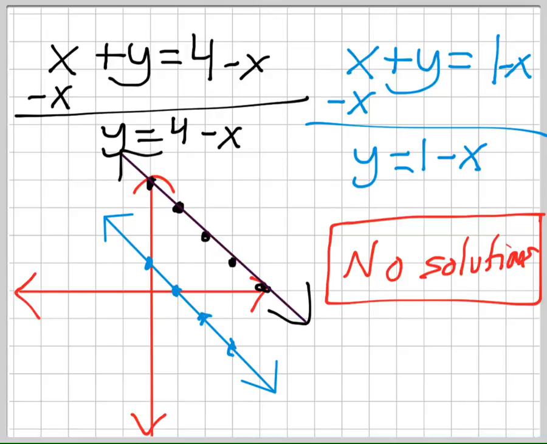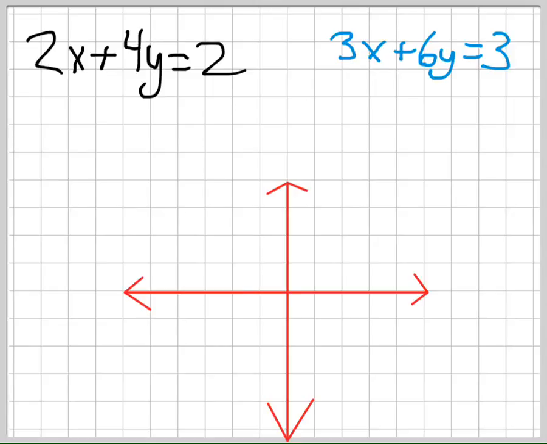Their slopes are the same. Right? Both their slopes are negative 1. So a lot of times when you start graphing them, you'll see the slopes are the same. As long as they're not the same line, they're going to have no solution. Okay? All right. We're going to do about 1 or 2 more here. So we're going to graph both of those.